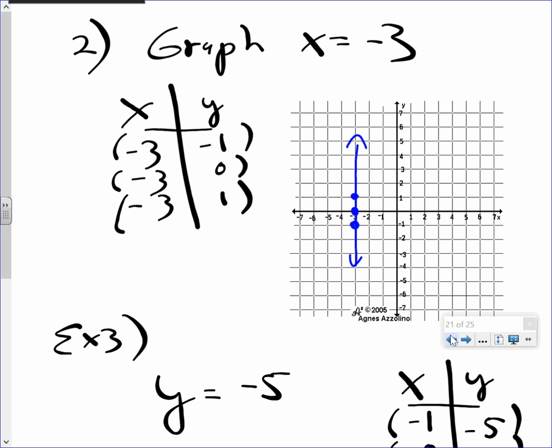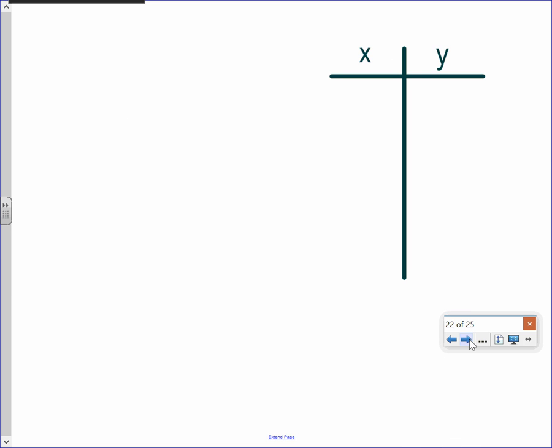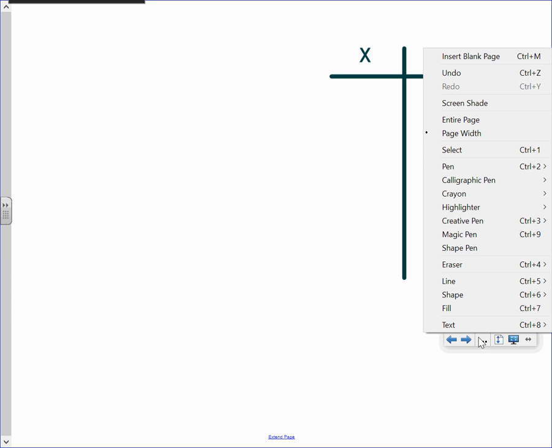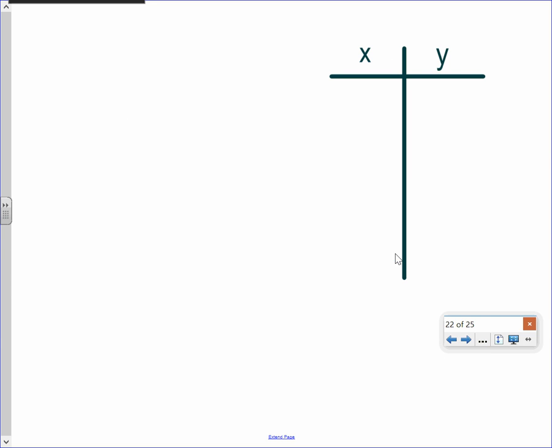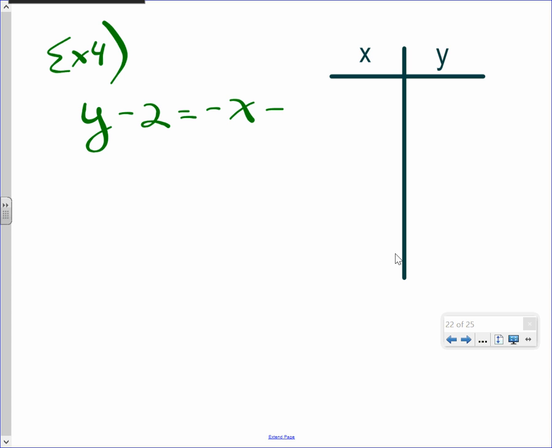So that was example 3 for the warm-up here. Here's example 4. Y minus 2 equals -X minus 3. I'm going to write Y minus 2 equals -X minus 3. Here we have X and Y. I'm going to write graph.